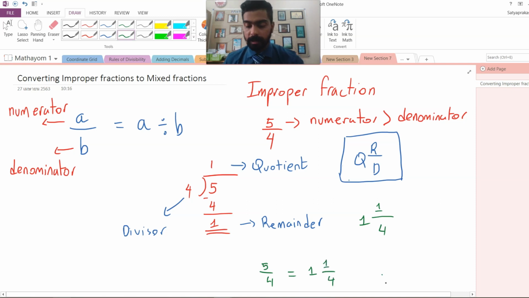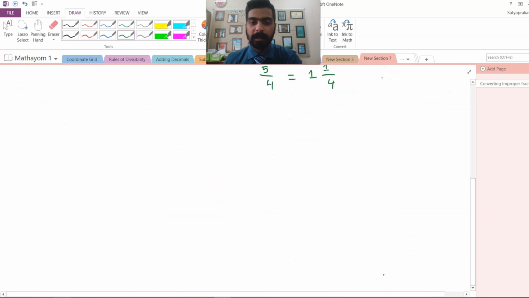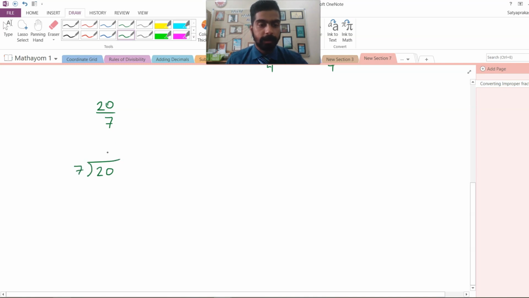Alright guys, now let me give one more example. Let's say I have the number 20 over 7 and I want to convert it into a mixed fraction. Again, we divide 20 by 7. 7 times 2 gives us 14 and the remainder is 6.